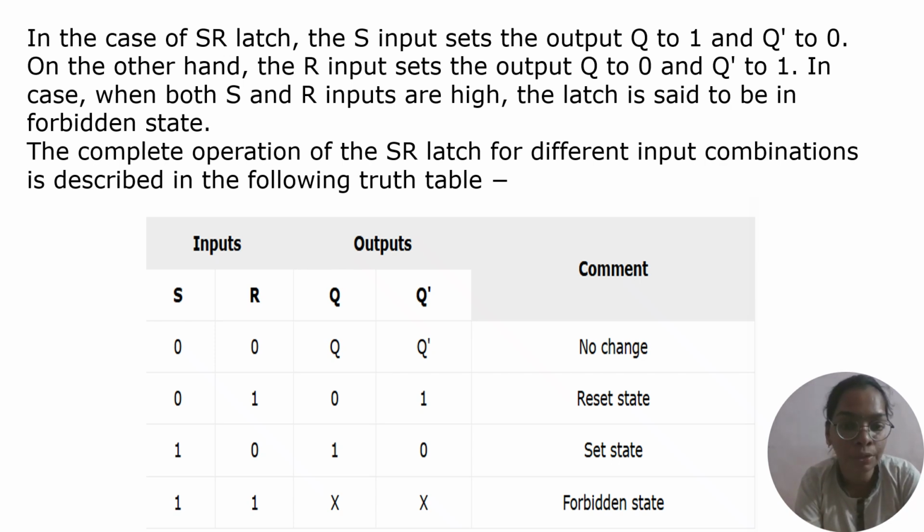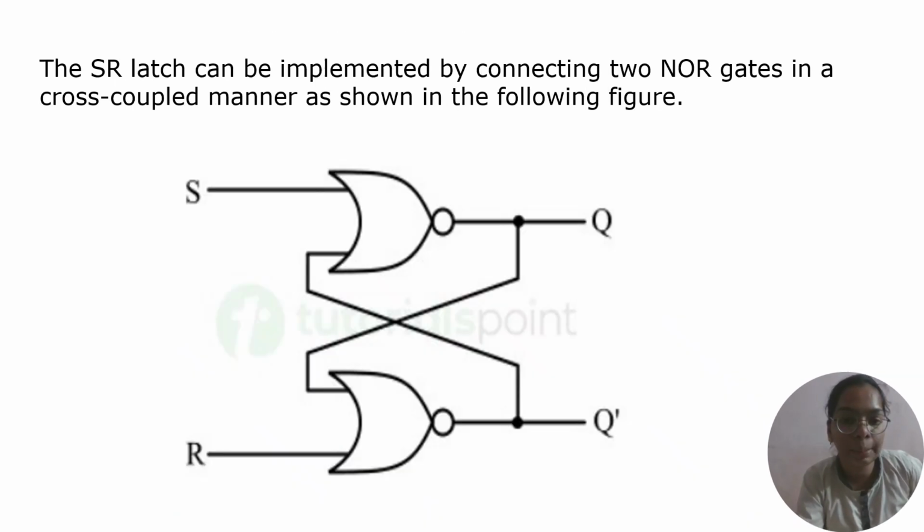If both inputs are high, then the SR latch is considered to be in the forbidden state and the state is indeterminate. When both the inputs are low, then the output Q has no change. The SR latch can be implemented by connecting two NOR gates in a cross-coupled manner as shown in the figure. The SR latch is also called the cross-coupled NOR gate latch.